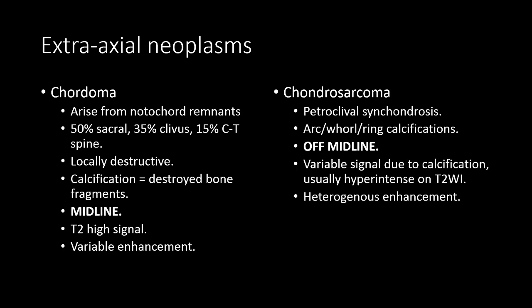Chondrosarcomas, on the other hand, typically arise intracranially at the petroclival synchondrosis, and therefore they are off midline. They have ring-like or arc-like calcifications from mineralization of the chondroid matrix. They have variable signal intensity, especially when there's calcification, but there's usually some areas of high signal on T2 weighted imaging and heterogeneous enhancement as well.